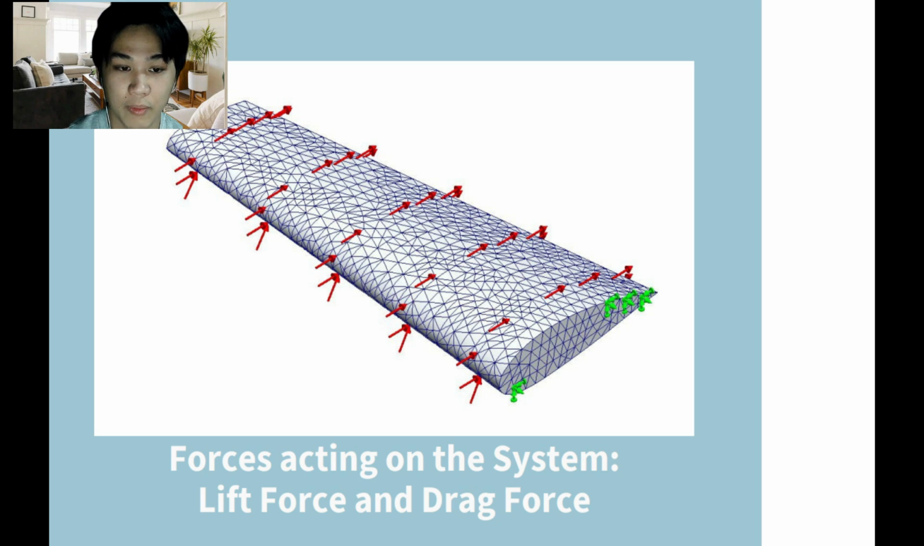Next are the forces acting on the system of our airfoil. The net wrapped on the airfoil is called meshing. The arrows below the airfoil that point upward are the lift force, which directly opposes the weight of the airfoil. Then the arrows pointing to the back of the airfoil are the drag force, which acts opposite to the relative motion of our airfoil.